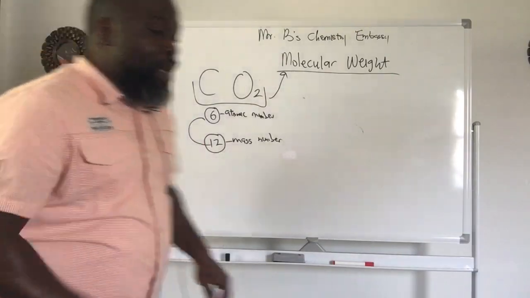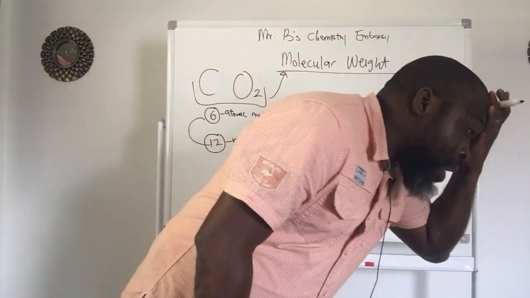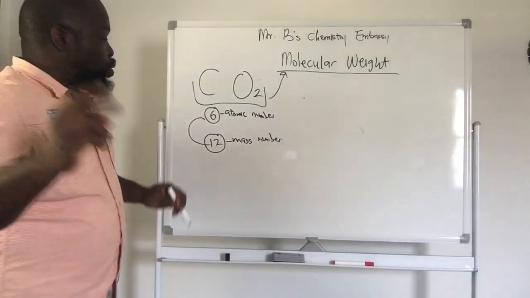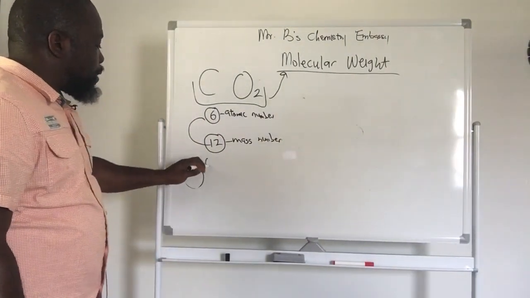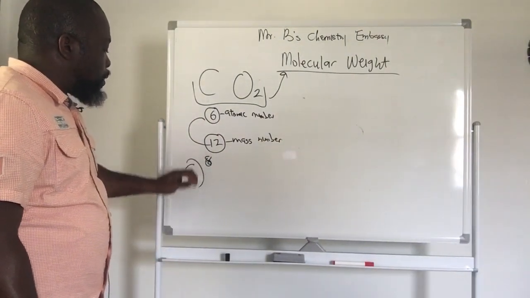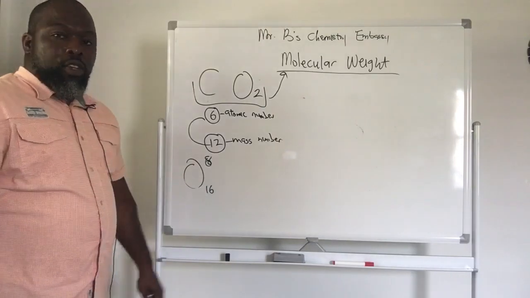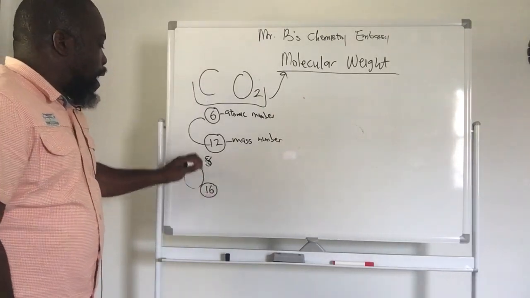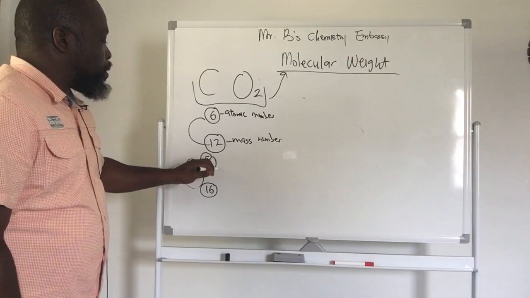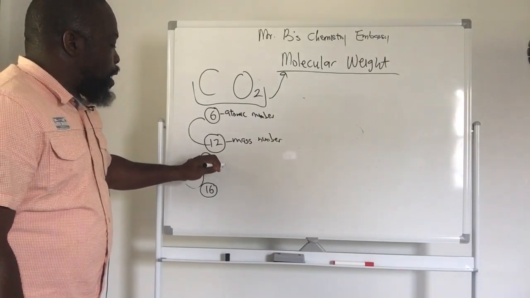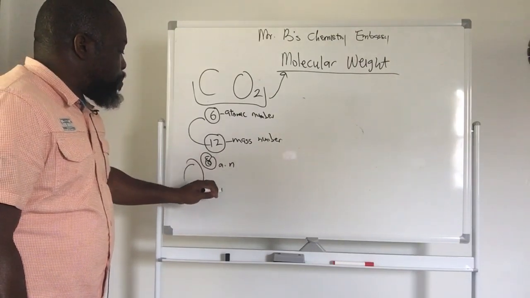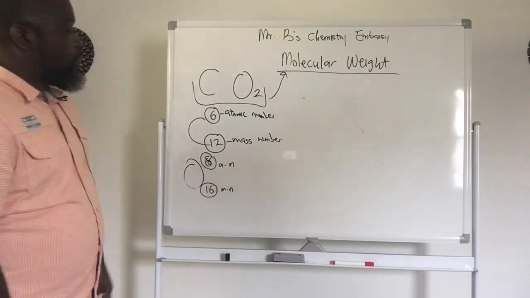Now let's look at oxygen. When you look here, you see that oxygen has two numbers as well. Oxygen has 8 and 16. So your mass number is 16 and your atomic number is 8. I remember atomic number AN, and the mass number MN is 16.